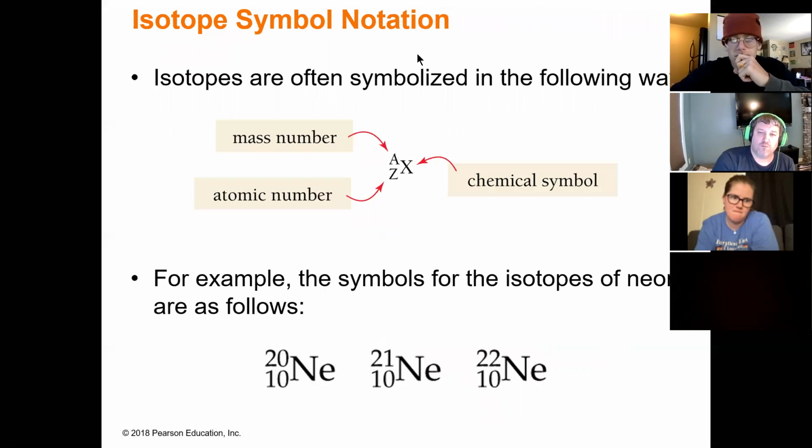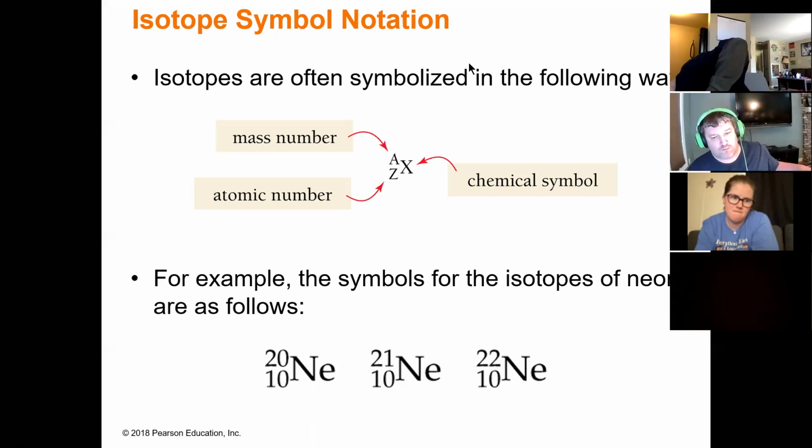Some other ways you can write isotopes. Sometimes they'll write it with the symbol here, and then the mass number for that given isotope in the upper left-hand corner, and the atomic number on the lower left-hand corner. So it looks something like this: neon 20, neon 21, and neon 22. And then they put the 10s on the bottom.